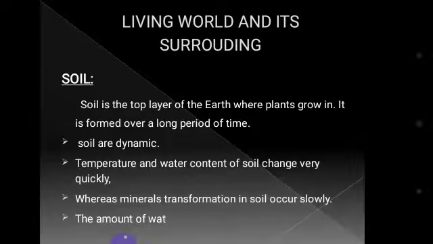Let's start our lesson with the definition of soil. Soil is the top layer of the earth where plants grow. It is formed over a long period of time. That is, it requires thousands of years to form soil. Soil is dynamic in nature, that is, it changes over time. Temperature and water content of the soil change very quickly, whereas mineral transformation in soil occurs slowly. Temperature, water, and minerals are the components that make the soil.